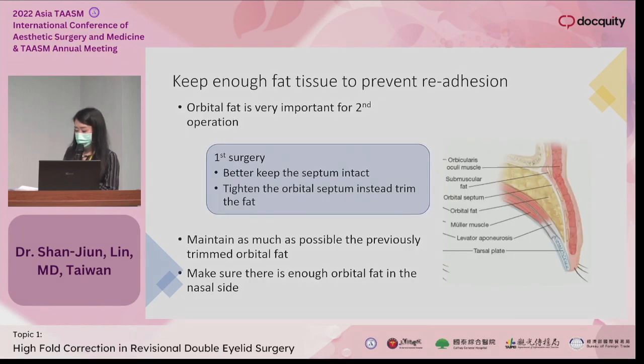Orbital fat is very important for a second operation. Of course, in the first surgery, we should better keep the septum intact. If there is orbital fat prolapse, we can tighten the orbital septum by electrocoagulation or suture with 7-vicryl, instead of trimming the fat. In the revision surgery, we had better maintain as much as possible of the previously trimmed orbital fat. If you really need to remove some fat, make sure there is enough orbital fat on the nasal side.